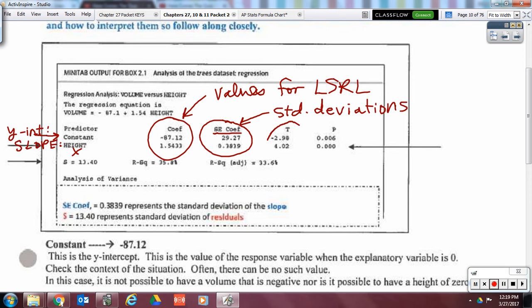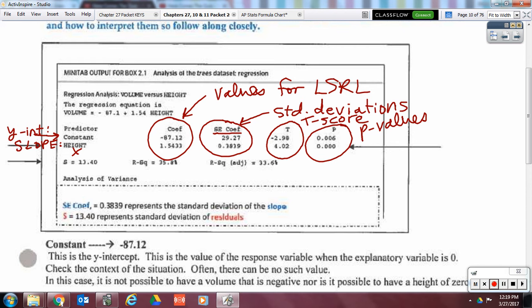This is the t-score. If we were to run a test for if there's a y-intercept or if there is a slope, if we were to run a test against the y-intercept being 0 and the slope being 0, these are the t-scores. So these are the t-scores that you would get, and these right here are the p-values that you would get if you were going to run a test for the y-intercept or for the slope.